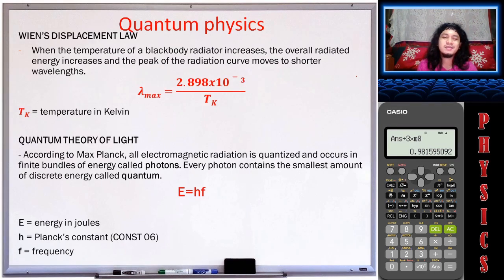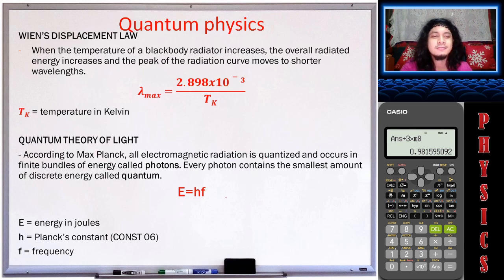Okay. So, quantum physics na tayo. Ito yung mga kakaibang topic. First is the Wien's displacement law. When the temperature of a black body radiator increases, the overall radiated energy increases and the peak of the radiation curve moves to shorter wavelengths. Just need to memorize the formula. The maximum wavelength is equal to, according to Wien's displacement law, 2.898 times 10 to the negative 3 all over temperature in Kelvin. Just substitute kapag tinanong. You just need to know the formula.